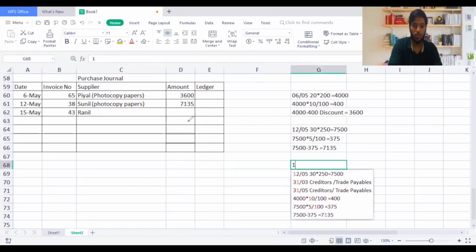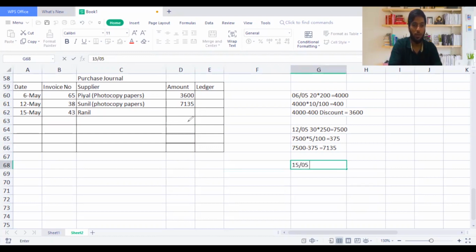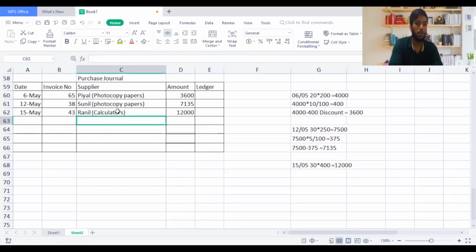How did we get the value? On 15/5, we have 30 copies at 400 each, which is 12,000. There's no discount, so you can directly take the value of 12,000. So I can show you 12,000 here, and here you can write calculators. He purchased calculators. Okay, that's easy. We are done with that adjustment.